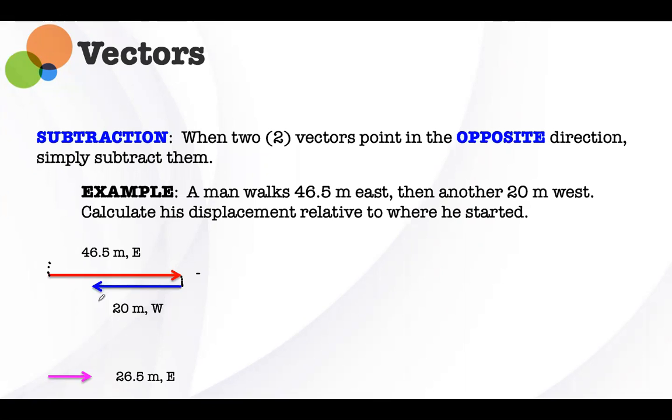Now I call this the tip and tail method. This is the easiest way. You place the tail of the second vector in line with the tip of the first vector, and then you represent these two. And of course, what is the displacement of this person? What would you get? 26.5. You simply subtract them.